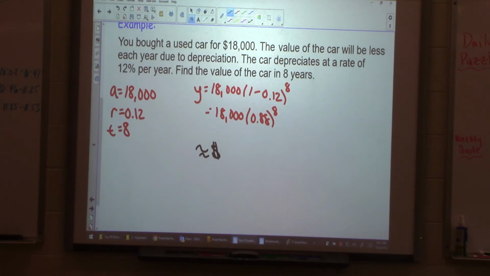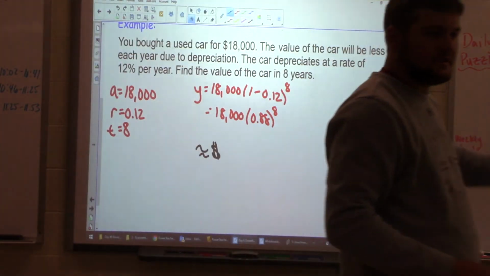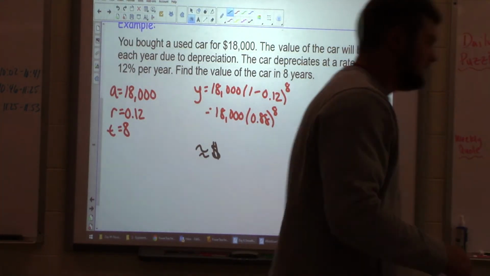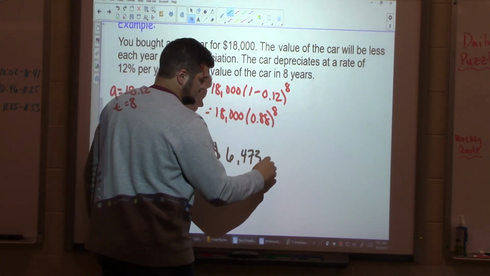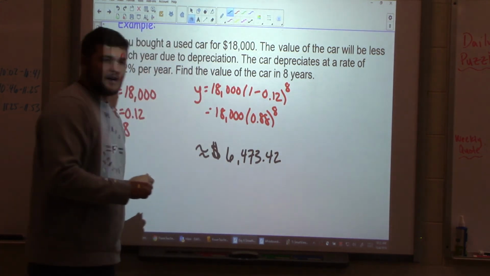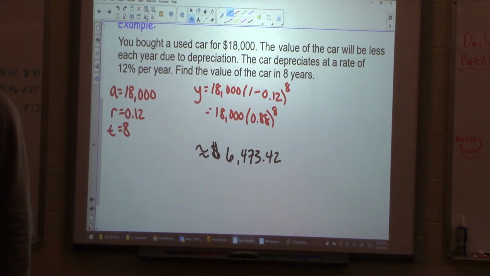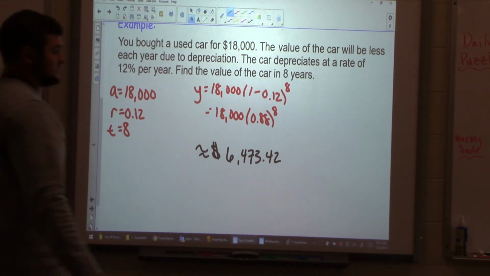Minus that. This is in parentheses. Alright. Did anyone get an answer? Ryan, what'd you get? 6,473.42. $6,473.42. Did you all get that? So in 8 short years, your car depreciated over $11,000.